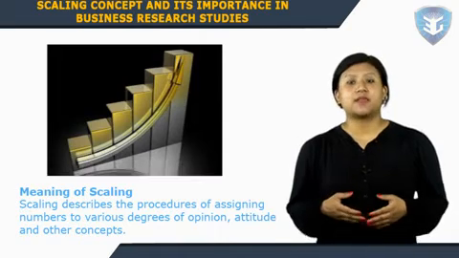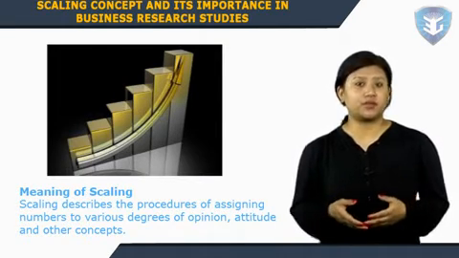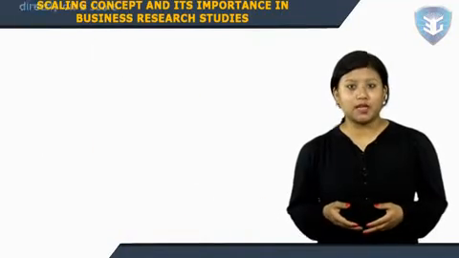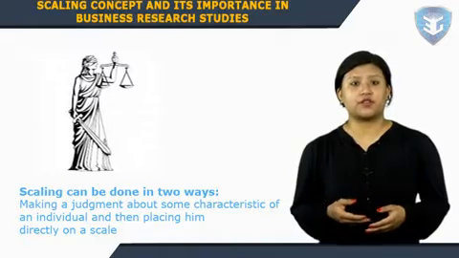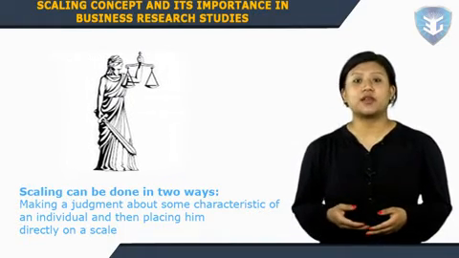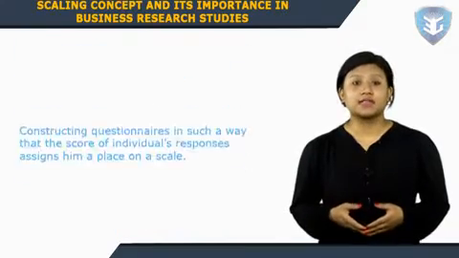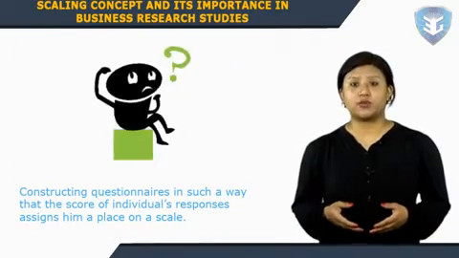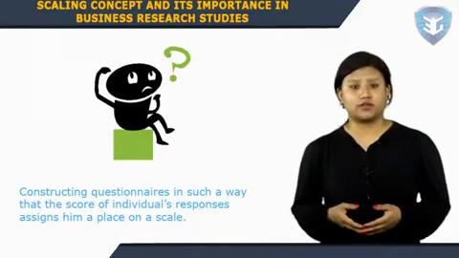Meaning of scaling. Scaling describes the procedures of assigning numbers to various degrees of opinions, attitude, and other concepts. This can be done in two ways: making a judgment about some characteristic of an individual and then placing him directly on a scale that has been defined in terms of that characteristic, and constructing questionnaires in such a way that the score of individuals' responses assigns him a place on a scale.